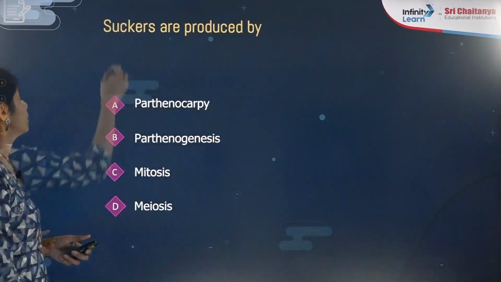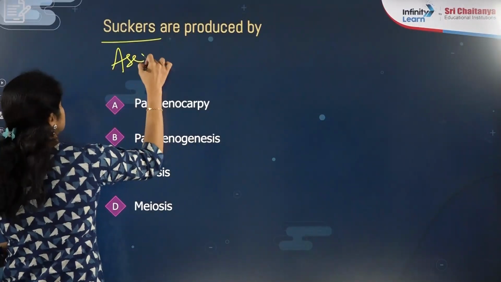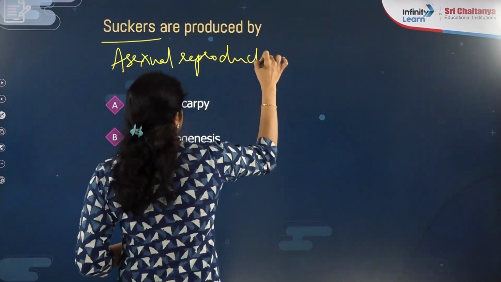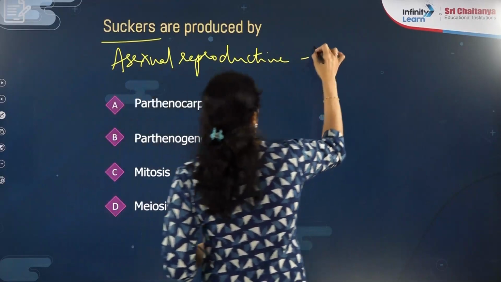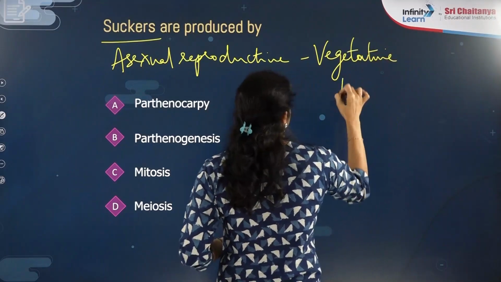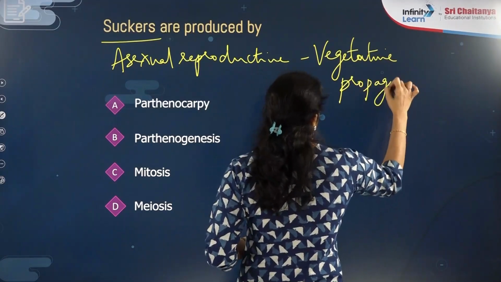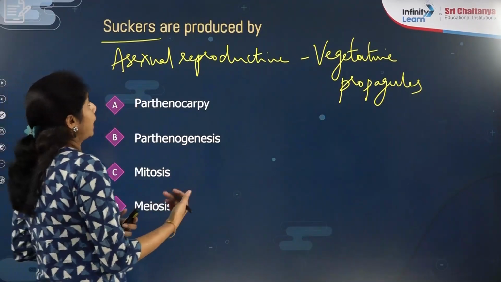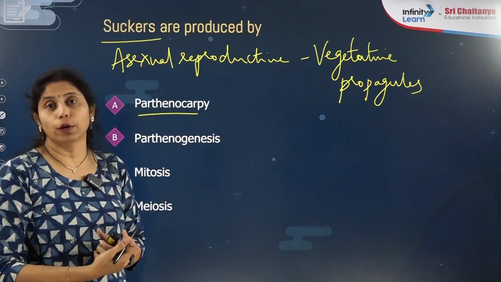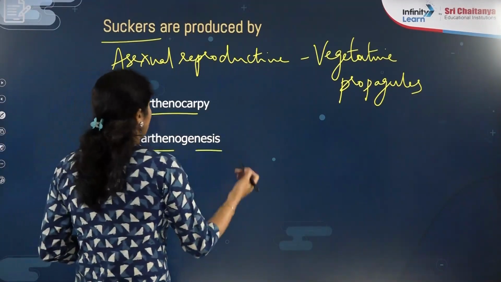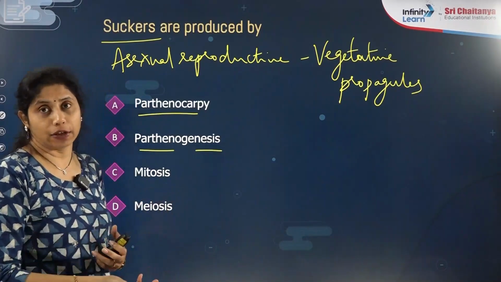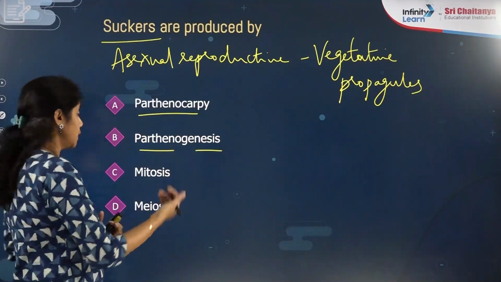Suckers are produced by. Suckers are asexual reproductive structures, or vegetative propagules. Parthenocarpy is the formation of fruit without fertilization. Parthenogenesis is the formation of the organism without fertilization, just from the gamete. The female gamete will be developing into the organism.